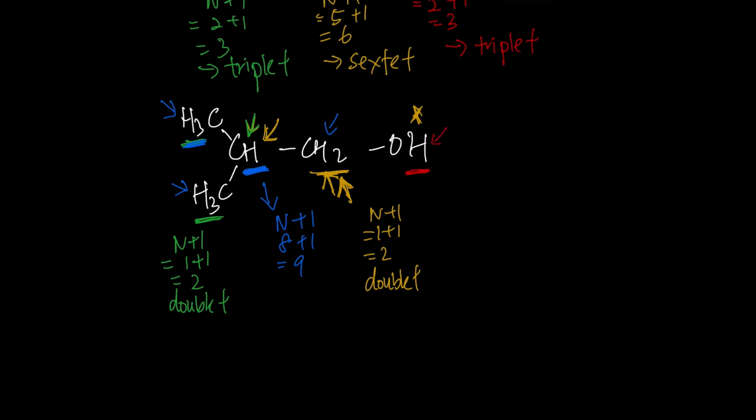And for this, remember there is no spin-spin coupling through the oxygen. No coupling. So the OH proton and NH proton will always be a singlet, because n will be 0, and 0 plus 1 equal to 1.